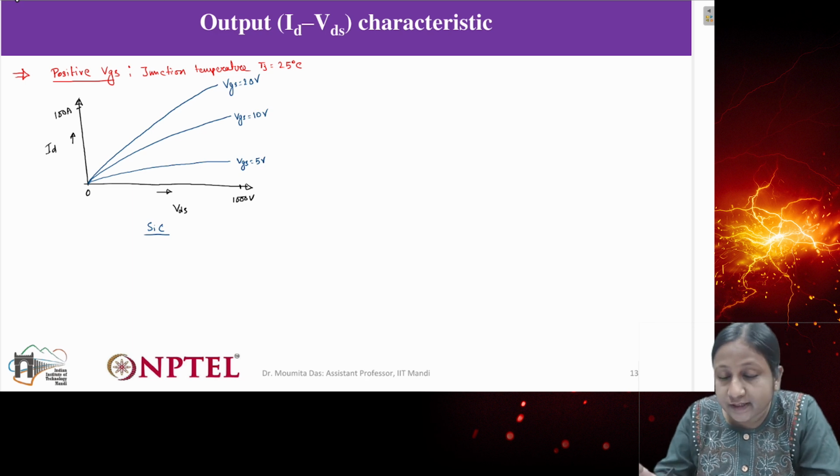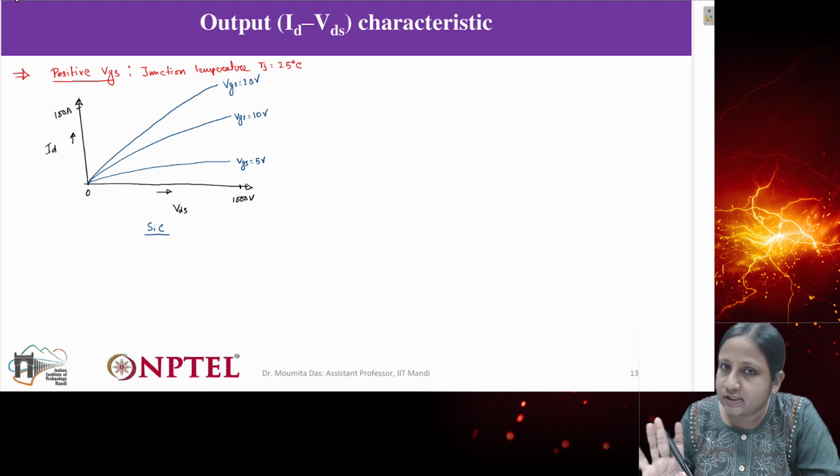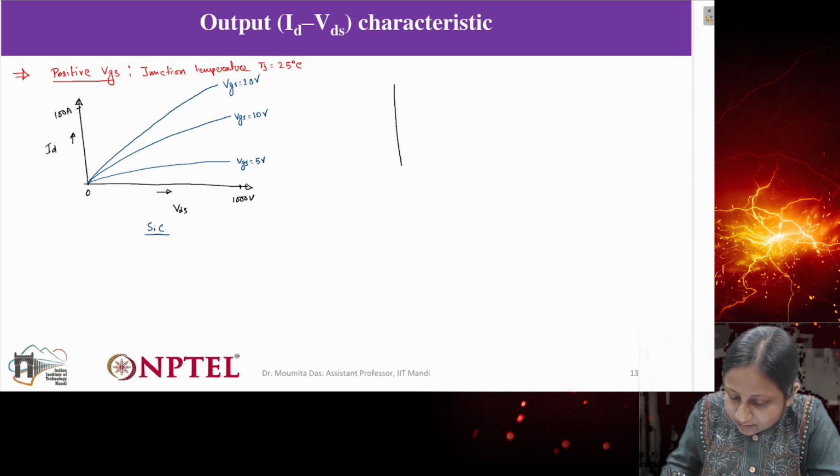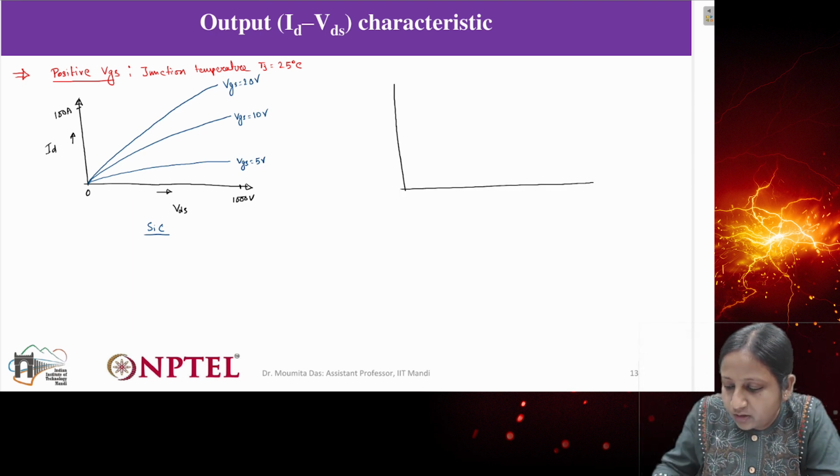If we are not varying it, that doesn't mean we should not check what the junction temperature is. We always have to maintain it at 25 degrees Celsius. Otherwise, these characteristics will change. Now, this is with respect to the silicon carbide device. Similarly, we can also plot for a GaN device. It is also a similar thing.